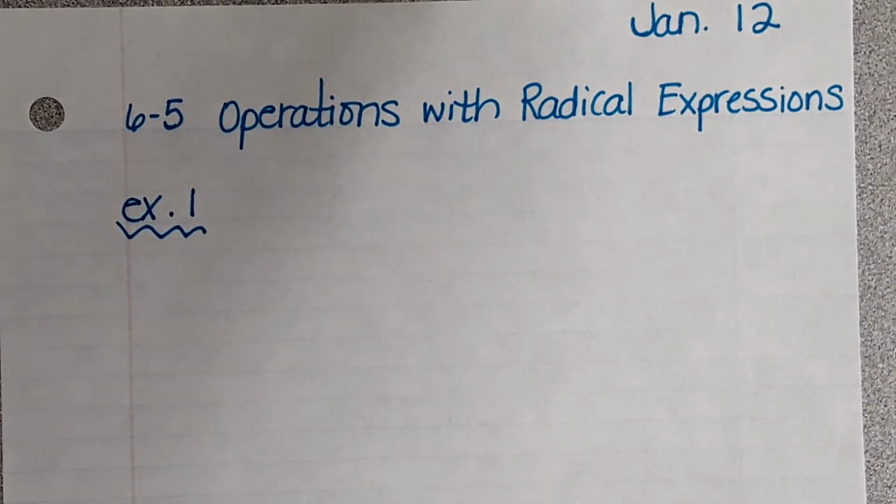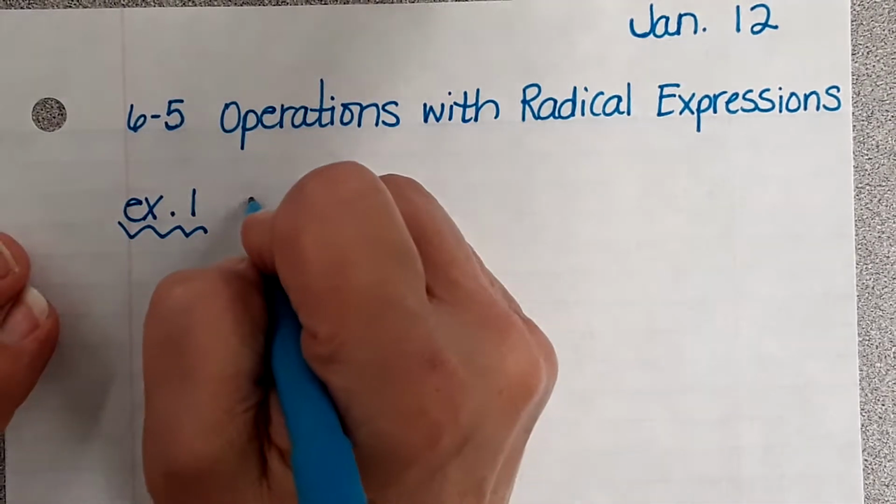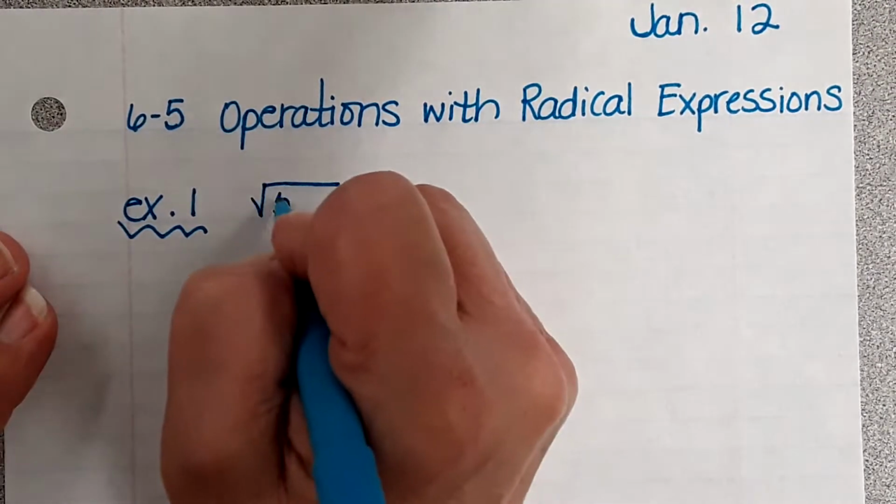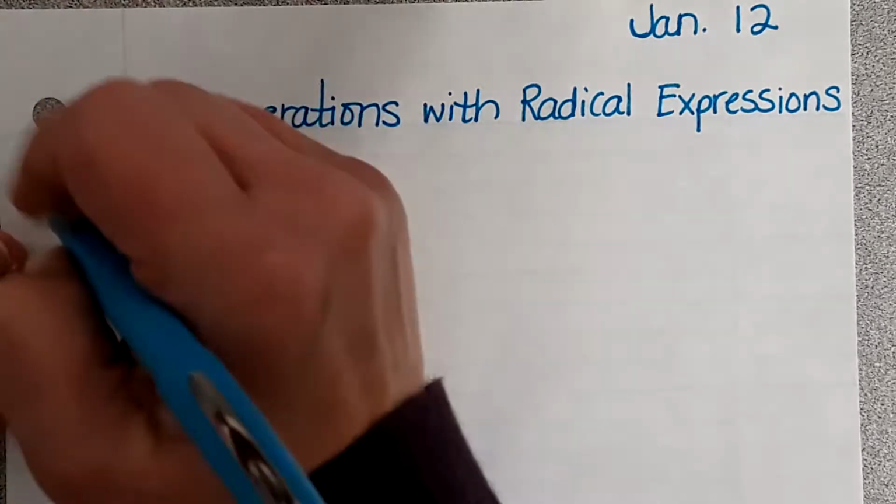So operations with radical expressions deal with simplifying them, adding, subtracting, multiplying, and dividing. Today, I'm hoping to get addition, not adding, multiplication and simplifying. And then tomorrow, we'll do adding and dividing. Okay? So, here we go. So this is a simplifying one.